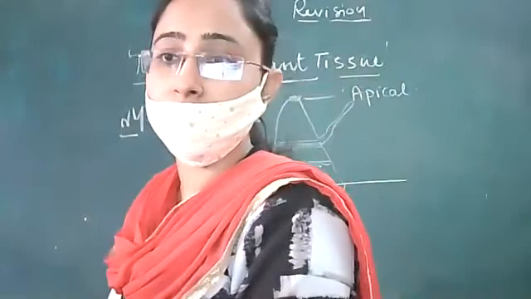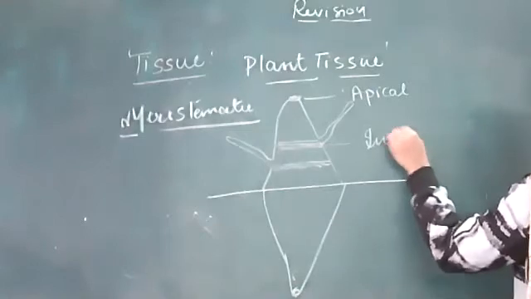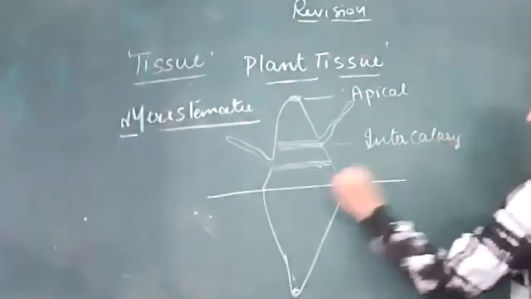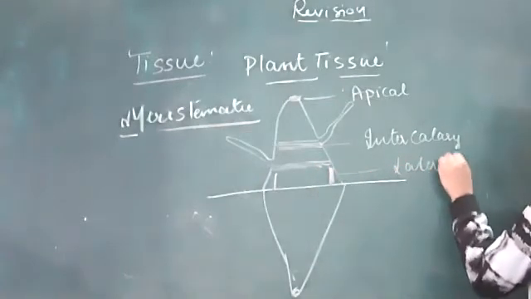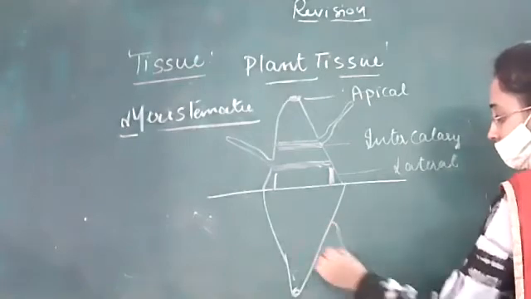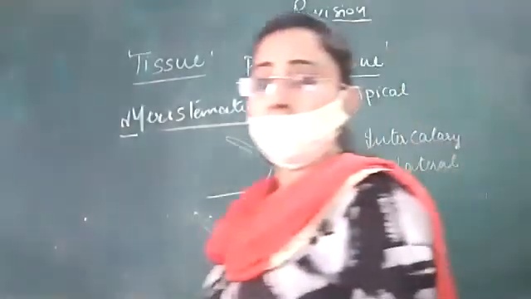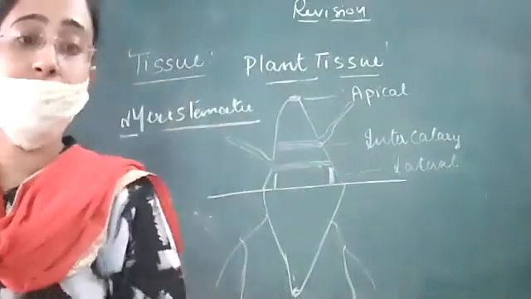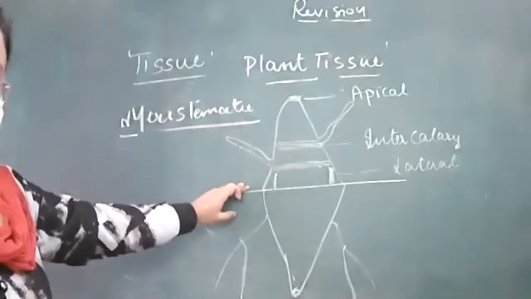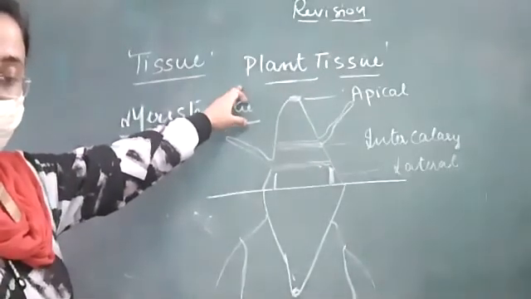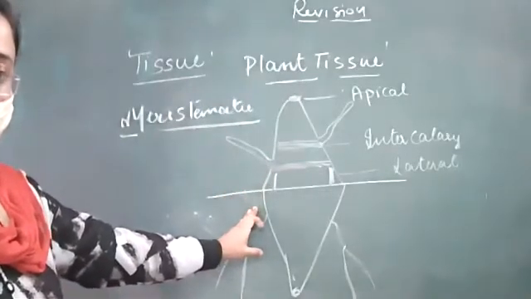It is intercalary. Okay. So this tissue is intercalary, and here at the base of stem or the sides, it is a lateral one. Okay. So this is our meristematic tissue, which consists of apical, intercalary and lateral. So apical is present on the tip of root or shoot, intercalary at the base of the branch or a leaf, and lateral at the base of the stem.